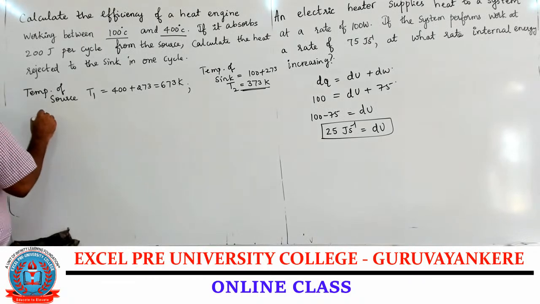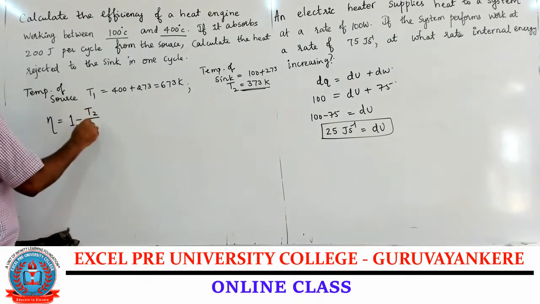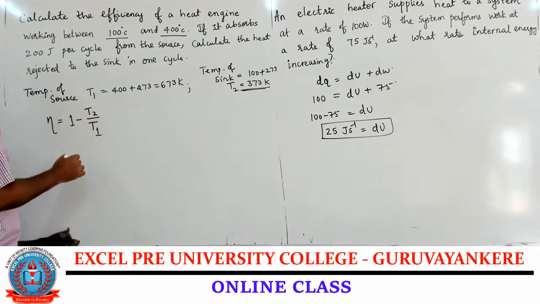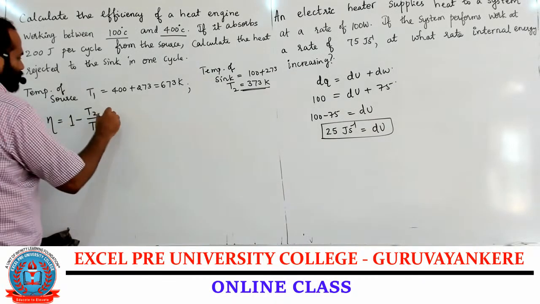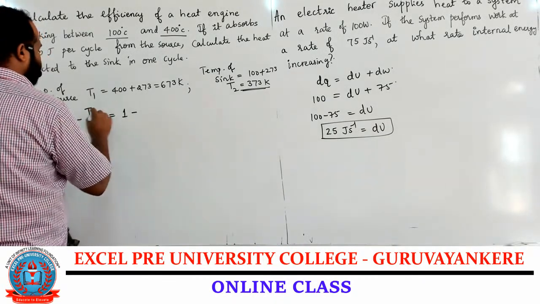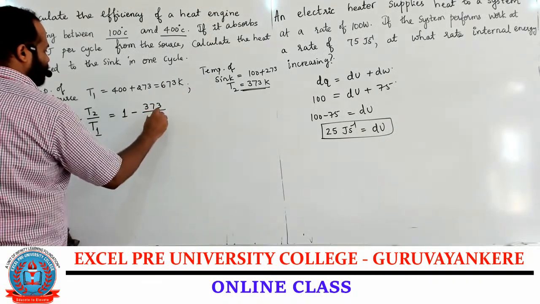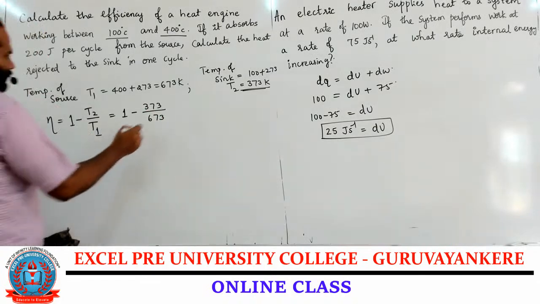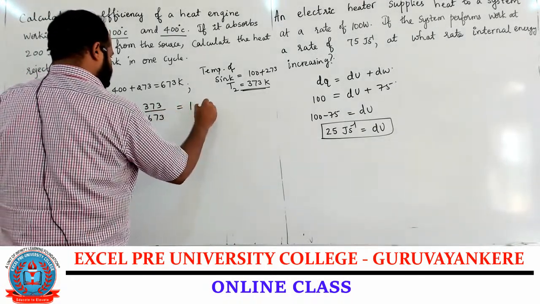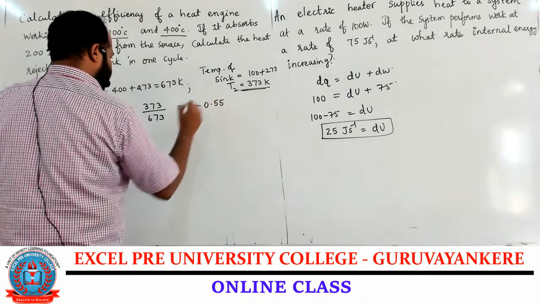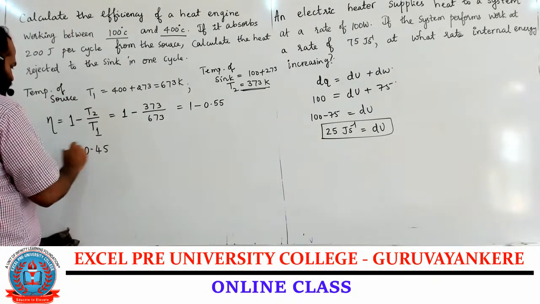Clear? So we have efficiency now. Efficiency of the Carnot engine is 1 minus T2 by T1. Just now we have derived this. So 1 minus 373 by 673. It will come around 1 minus 0.55, I think. So 0.45 is the efficiency.